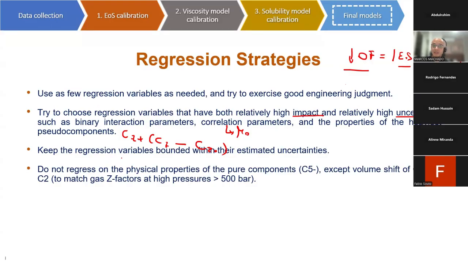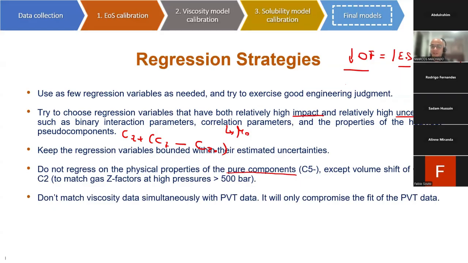Do not regress properties of pure components. Pure components, you know about that. You know which are the properties to characterize the pure components. You know the critical pressure and the critical temperature of pure components, and you know the amount of each pure component, so there is no uncertainty involved in those components. So don't regress on those properties. Preserve those properties, in other words, okay?